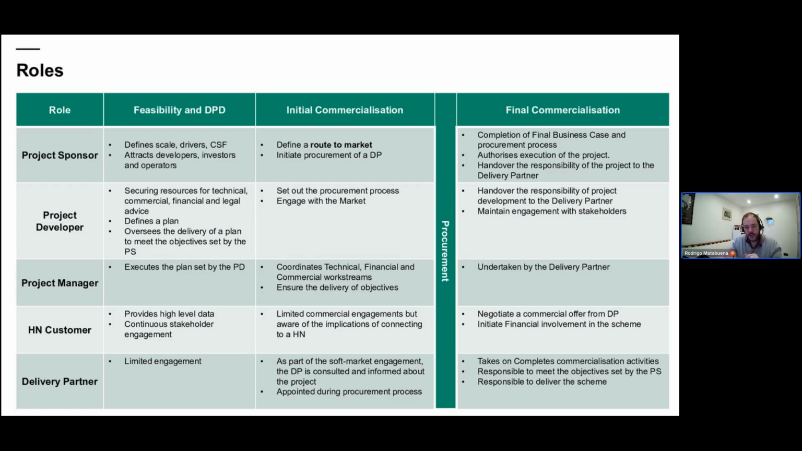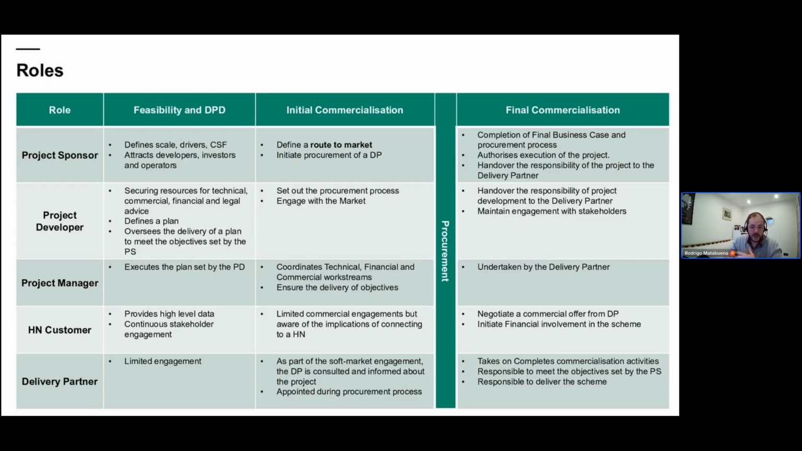The reason I'm putting it here is because in many cases we've seen local authorities covering all those four roles, and it's absolutely fine. A local authority, or a private-led scheme, one single entity can cover all those roles. However, it's really important to have a very clear distinction, specifically around the project sponsor and customer, because both of them will have very different financial implications.